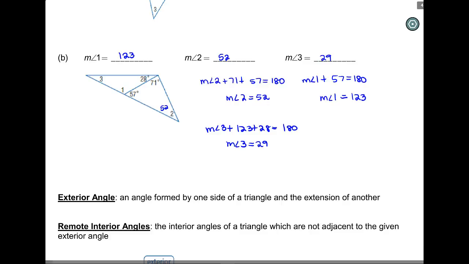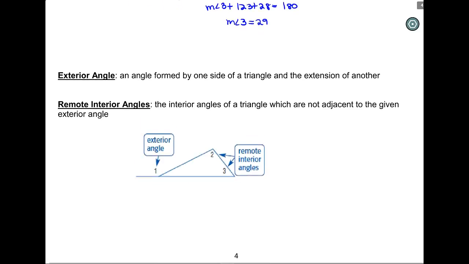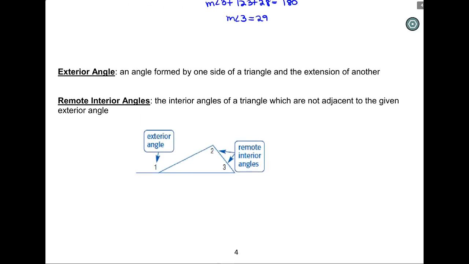That's really pretty straightforward. So next what we want to look at, those are the interior angles. We want to compare that to exterior angles. What is an exterior angle? The definition is basically an angle formed from one side of a triangle and an extension of the other. So basically start from one angle and extend the side. That's all. In a triangle, for each interior angle, we create one exterior angle.